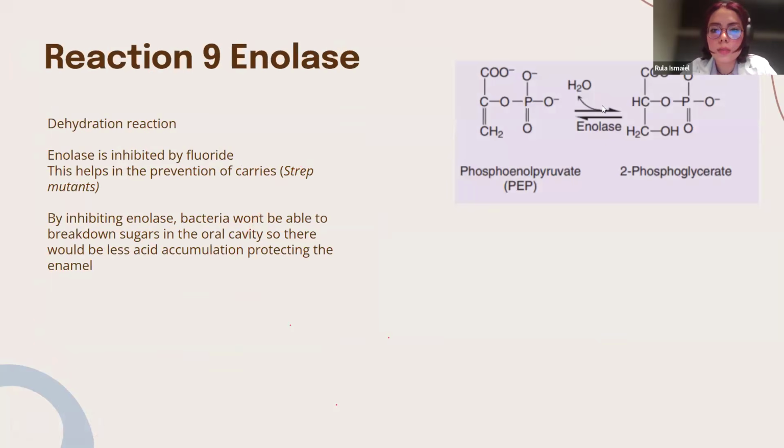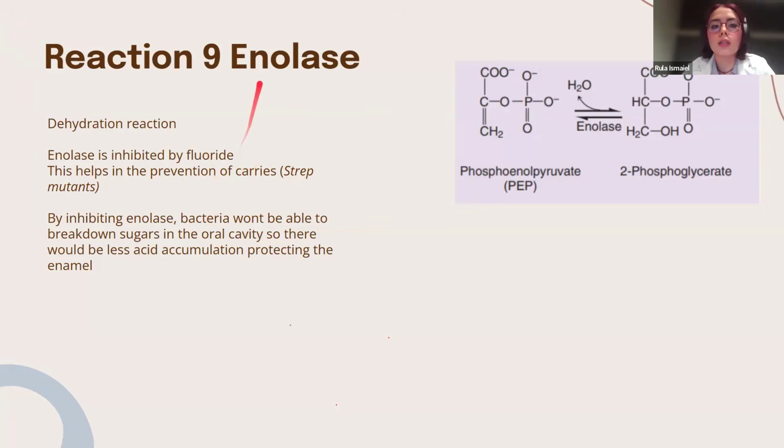Reaction 9 is enolase, and it's a dehydration reaction. Please keep in mind the difference between dehydrogenation and dehydration. Dehydration removes water. You're dehydrating something, taking out a water molecule, which is H2O. Dehydrogenation is the fact that you're taking out a hydrogen. That's the difference in the naming, and this carries on with all the other enzymes, by the way. It's not specific to glycolysis.